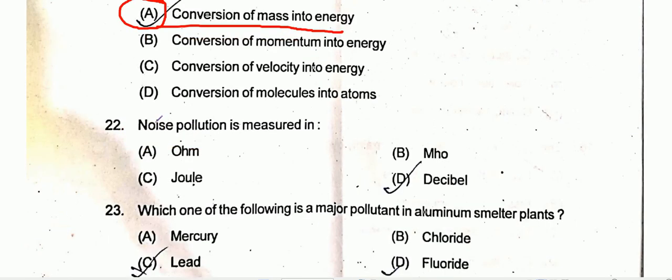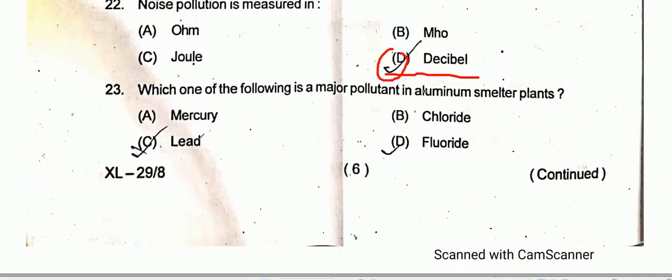Question number 22. Noise pollution is measured by means of decibel. That is, option D is the correct one. Question number 23. Which one of the following is a major pollutant in aluminum smelter plants? So most probably fluoride is the major pollutant. So option D is the correct one.